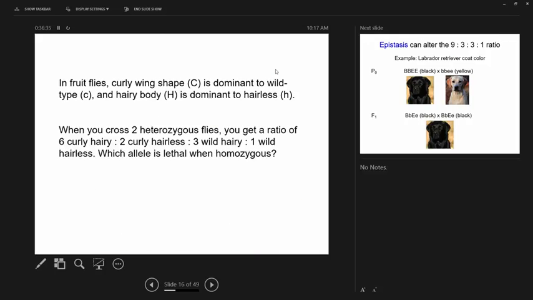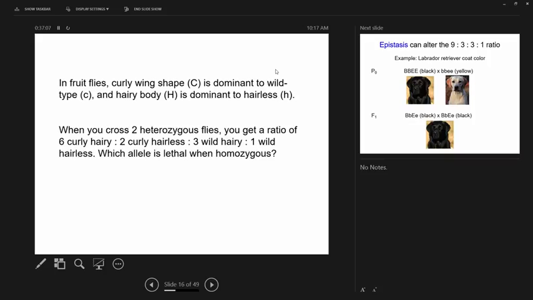In fruit flies, for wing shape, big C, curly, is dominant to wild type. So curly wings or straight wings is little c. And also hairy body, big H, is dominant to hairless. These genes are on different chromosomes, so if you do a heterozygous cross, it's just like the dihybrid cross we talked about back in chapter 3 with the round and wrinkled and yellow and green peas.